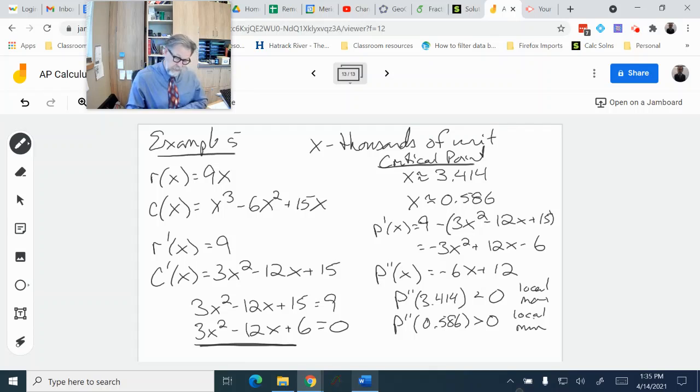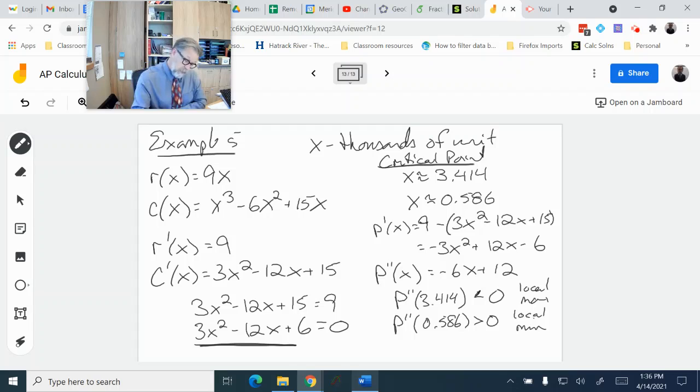And again, you don't actually have to do this calculation. I looked at this and I said, well, 6 times 3 is 18. Negative 18 plus 12 has got to be a negative number. 6 times a half is 3. Negative 3 plus 12 has got to be a positive number. Save yourself time when you're doing these problems, because we're not interested in the value. We're interested in the sign of the second derivative.